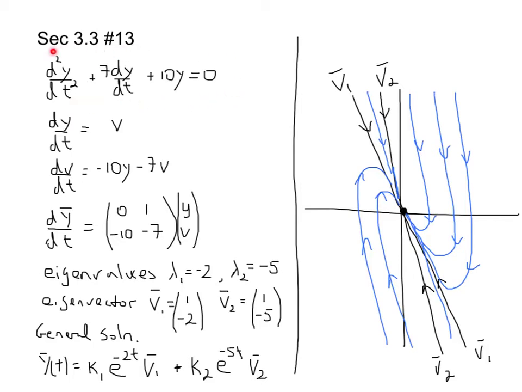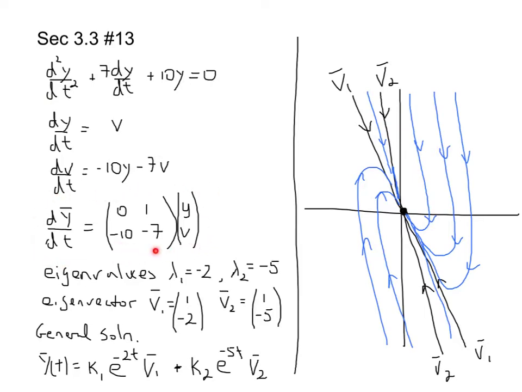Here's a second-order differential equation. We could associate it with a damped harmonic oscillator if we want to. Here we are turning it into a system of first-order differential equations, and here we're writing it in matrix form.